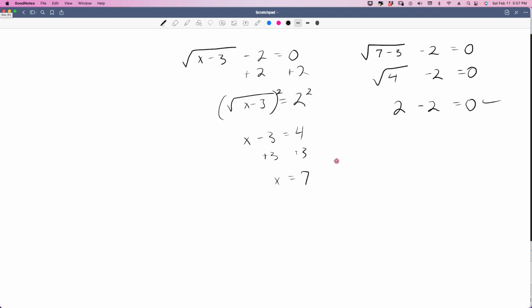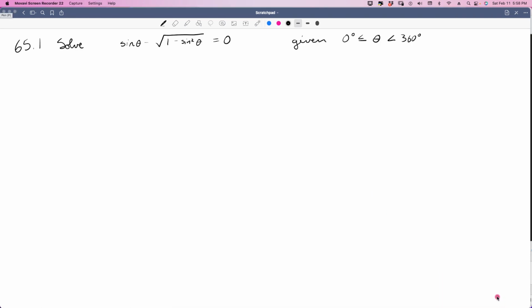So we're going to do this exact same thing with trigonometric functions. So here we have 65.1. We're going to solve the sine of theta minus the square root of 1 minus sine squared of theta equals 0. And the given is that we are in one rotation of the coordinate system. So first of all, let's isolate our radical. And whenever that radical is negative, we don't want to move sine, we want to move the negative so that we have two positive values that we're working with.